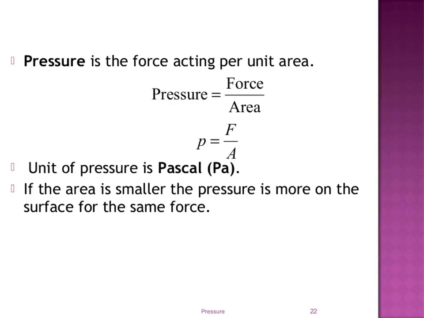This formula gives the relation between pressure, force and area. The SI unit of measuring force is Newton and the SI unit of measuring area is square meter. Therefore, the SI unit of measuring pressure is Newtons per square meter, which is also called Pascal. The pressure depends on two factors. Number one, force applied. Number two, area over which force acts.